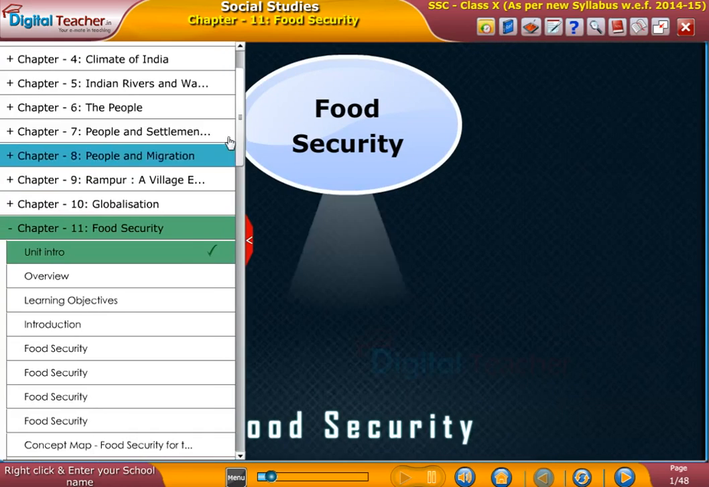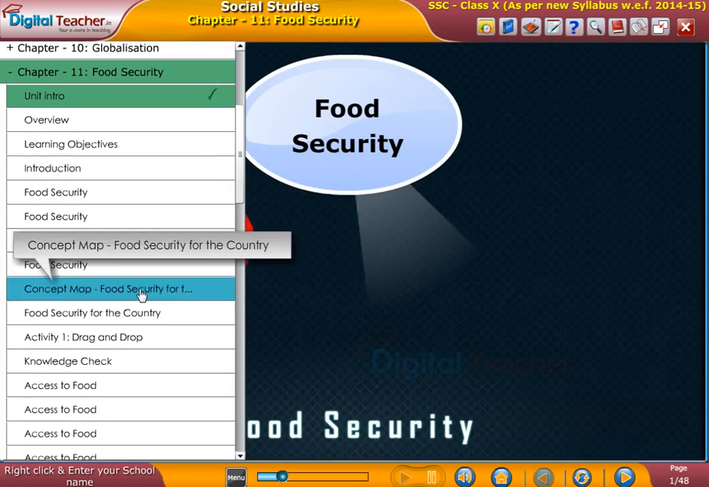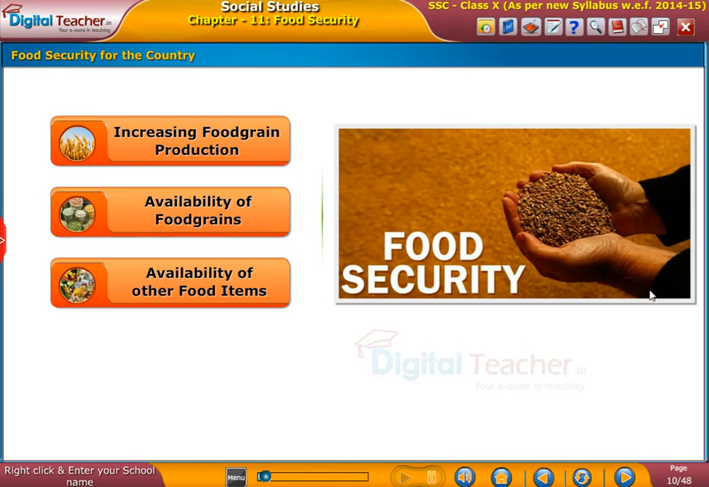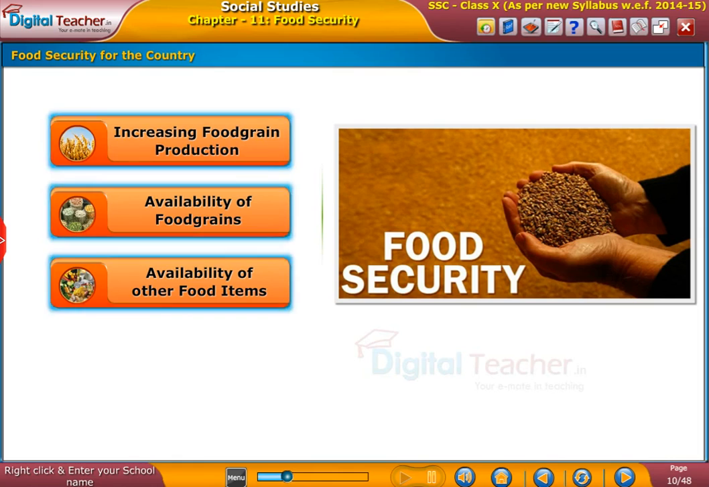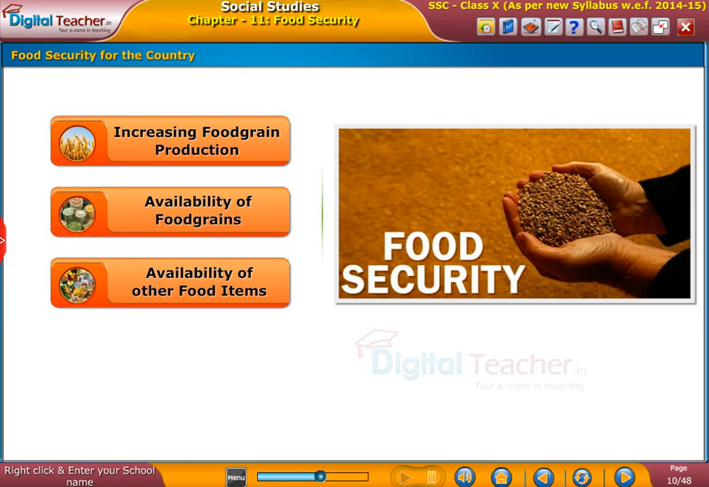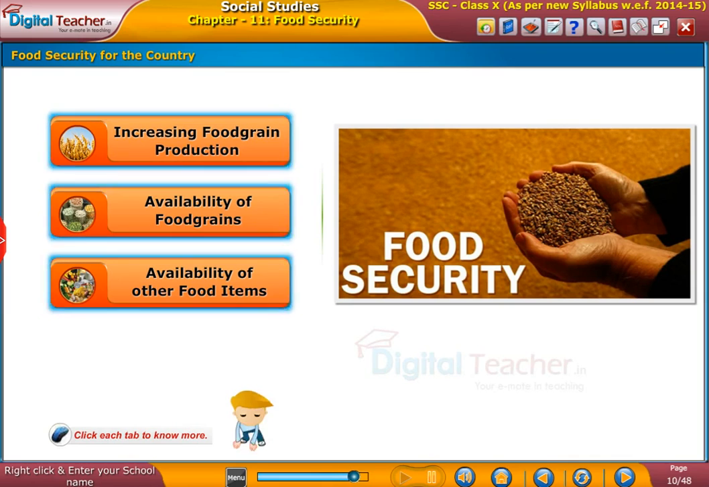Welcome to the chapter Food Security. Let us look into the food security in the country. Food security of a country can be studied through increasing food grain production, availability of food grains, and availability of other food items. Click each tab to know more.